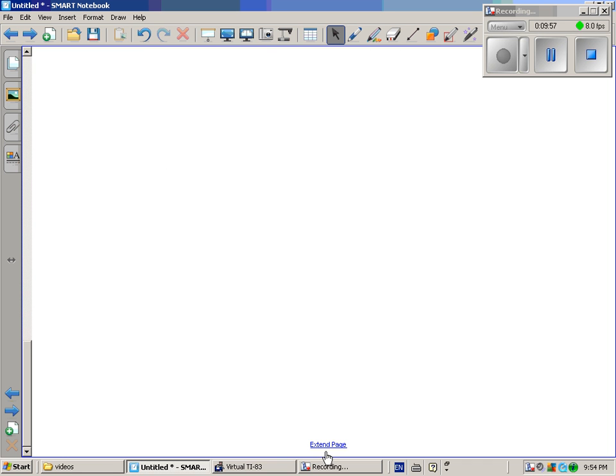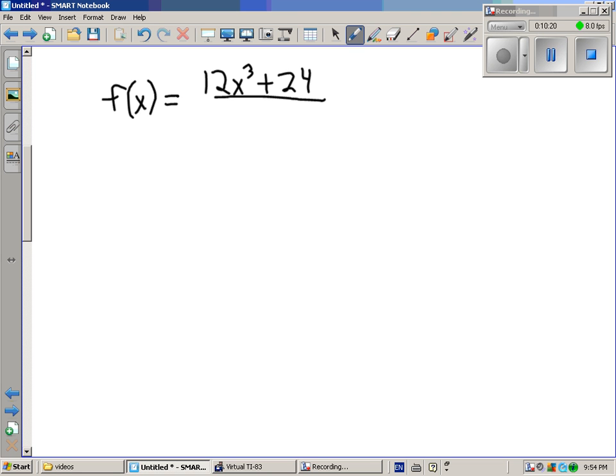Go ahead and give myself plenty of room and then scroll back up. There's our first one. And what I'm going to do here is I'm going to do really similar rational functions. I'm just going to tweak them a little bit to explore the different possibilities. 12x cubed plus 24 over 4x cubed minus 1.